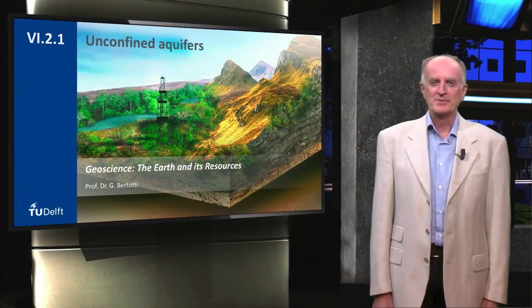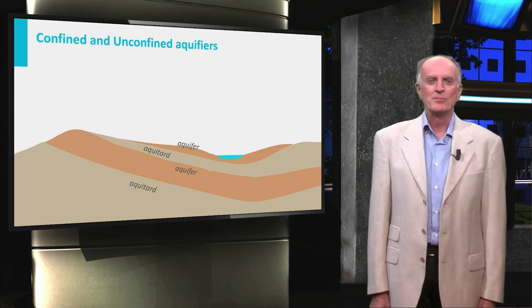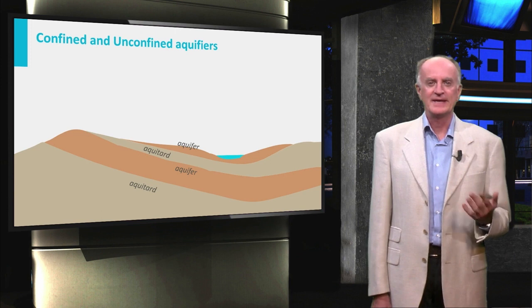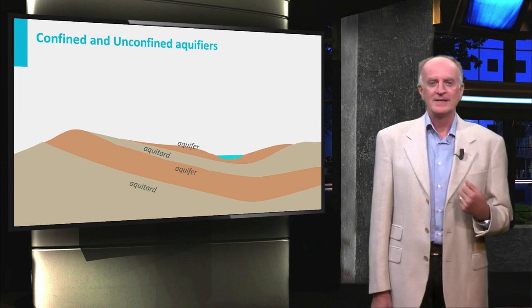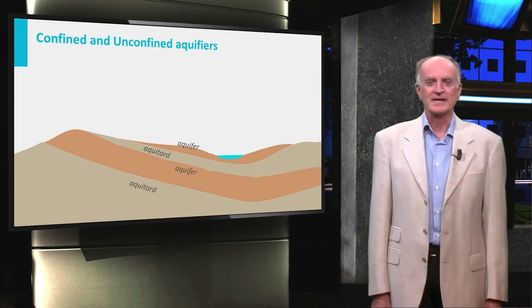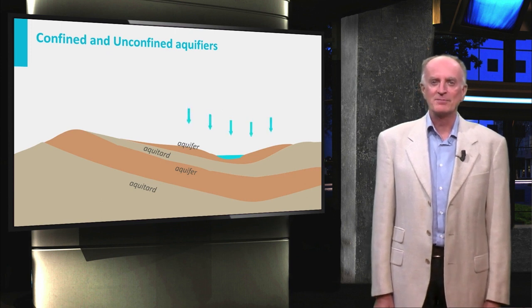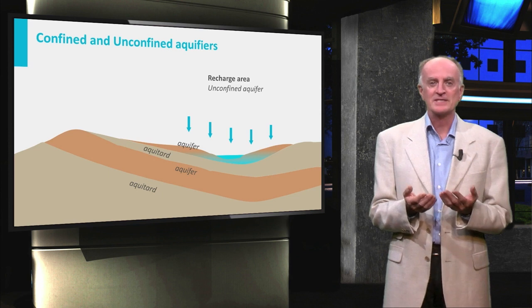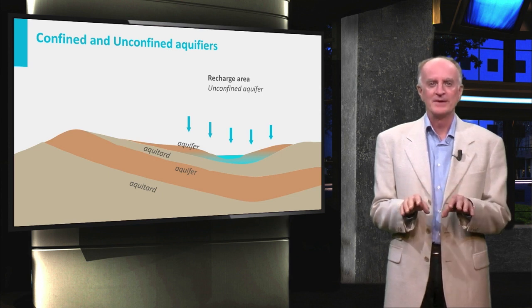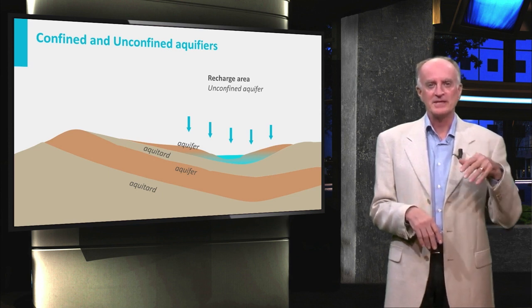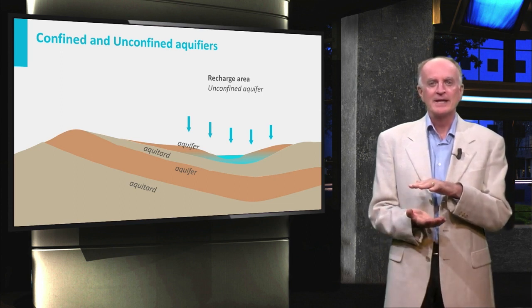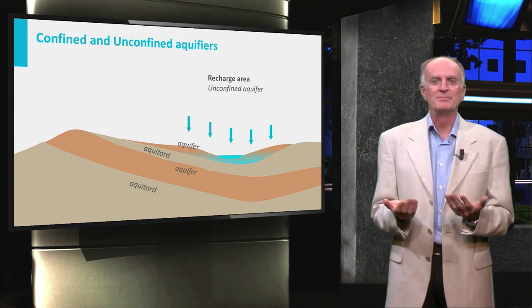Welcome! In previous clips, we have shown how water can be stored in two types of aquifers, unconfined and confined. In this video, we focus on the first type. Unconfined aquifers develop when the uppermost part of the Earth's subsurface is formed by permeable rocks. Water from precipitations infiltrates the ground, is blocked by an impermeable layer, and starts saturating the permeable medium.